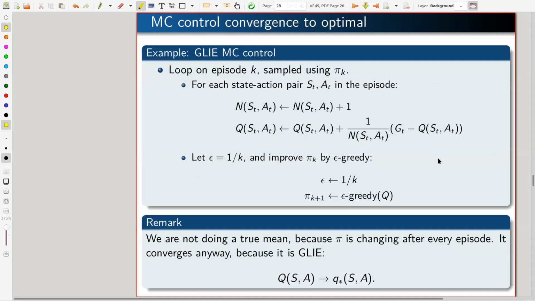Okay, and this is what is said in this new slide. You see, the example means that applying the previous theorem, we obtain a new algorithm that gives the optimal policy. The evaluation part is this one. This is computing the empirical mean of the returns. Remember the evaluation part. And then after one episode, we improve the policy by epsilon greedy, with epsilon going to 0 with this schedule.